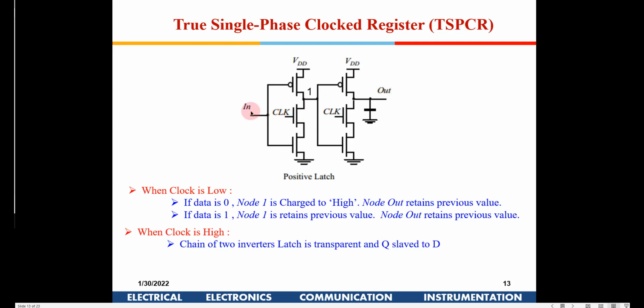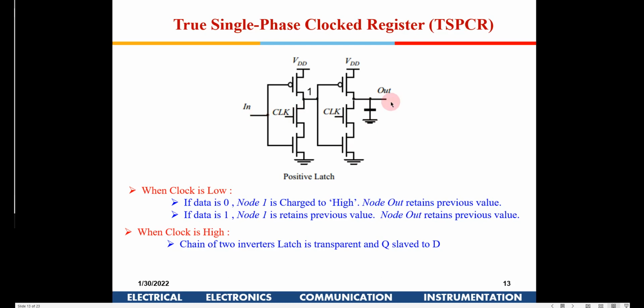Now if the clock is low, suppose initially this data was 1 here, then this would have been 0 here, and this will be 1 here. Now the data is going from 1 to 0. So now this node will get charged to 1. But since the clock is off here, this node cannot be discharged to 0. So if you see here, when the clock is 0, then the data is not transparent.